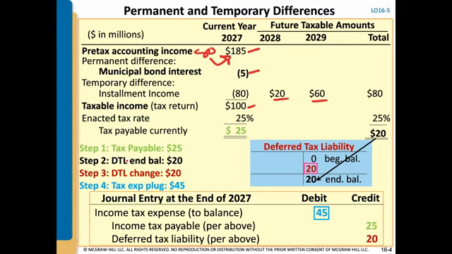So we calculate our taxable income as $100 million times the enacted tax rate for 2027, and we have an income tax payable of $25. So we're going to credit income tax payable $25. Then we look at our future taxable amounts of 20 and 60, which is 80, and our enacted tax rate is 25%, and we record a deferred tax liability for that amount, $20. And then we plug income tax expense to make the journal entry balance.